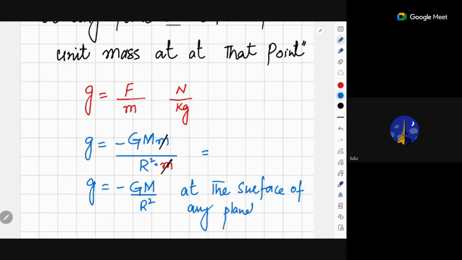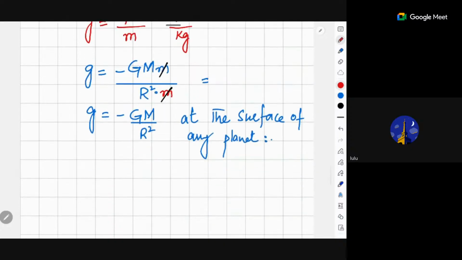Okay, is it clear? Yes, sir. Okay, you have to recall this formula, and the derivation also.